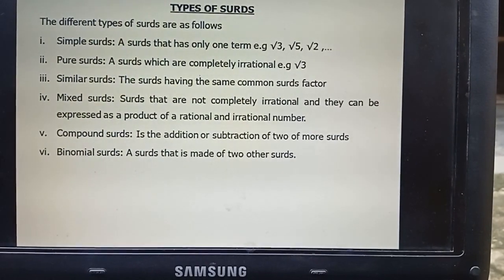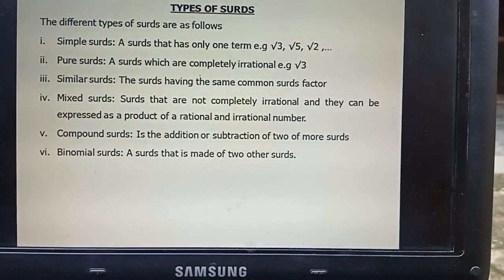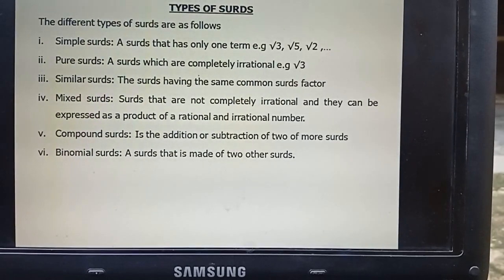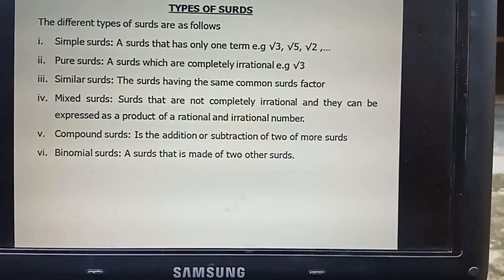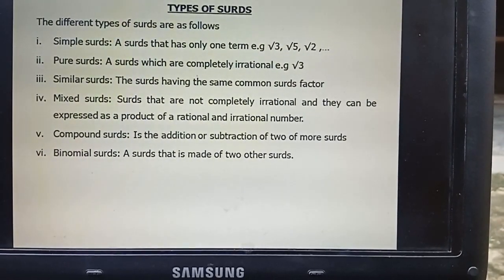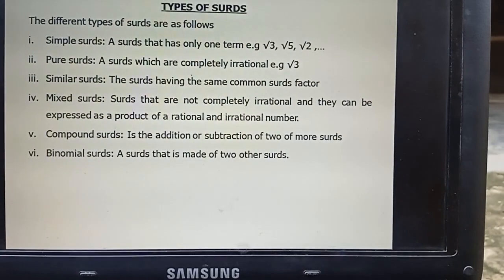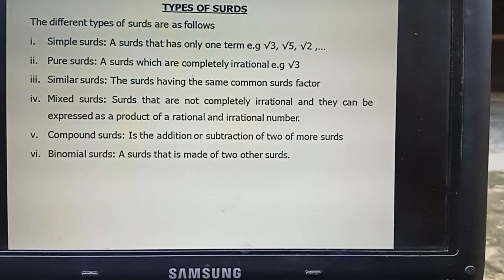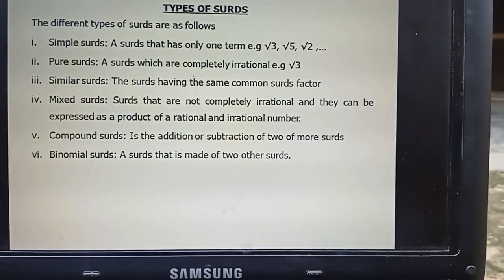Similar surds have the same common surd factor, meaning surds that are not completely irrational and can be expressed as a product of rational and irrational. This means you can solve it using rational and irrational numbers. Compound surds are the addition or subtraction of two or more surds. Is that clear? Then a binomial surd is a surd made of two other surds. Is that clear?